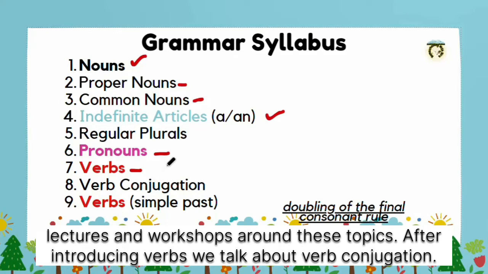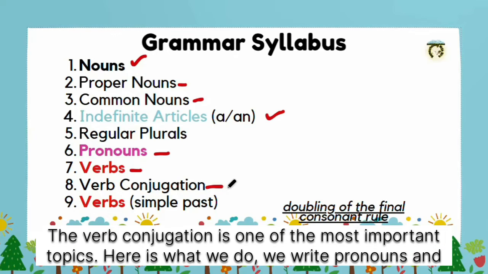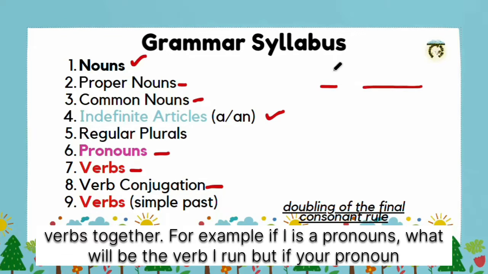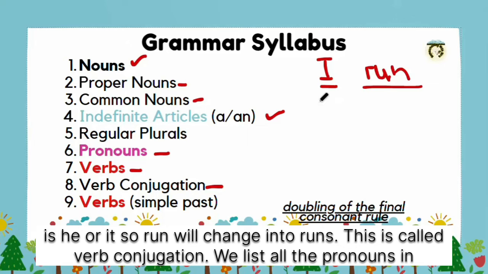After introducing verbs, we talk about verb conjugation. Verb conjugation is one of the most important topics. Here what we do is write pronouns and verbs together. For example, if I is the pronoun, what will be the verb? I run. But if your pronoun is he, she or it, run will change into runs.